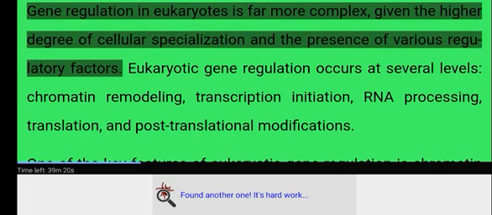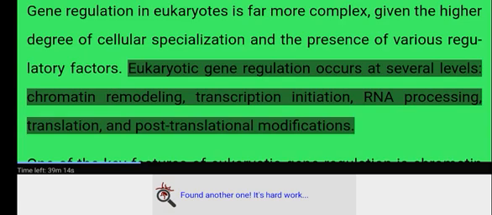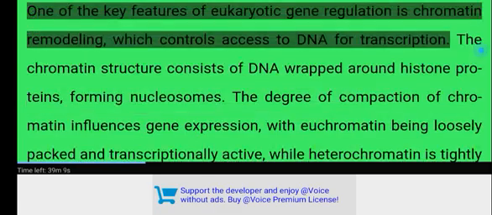Gene regulation in eukaryotes is far more complex, given the higher degree of cellular specialization and the presence of various regulatory factors. Eukaryotic gene regulation occurs at several levels: chromatin remodeling, transcription initiation, RNA processing, translation, and post-translational modifications.